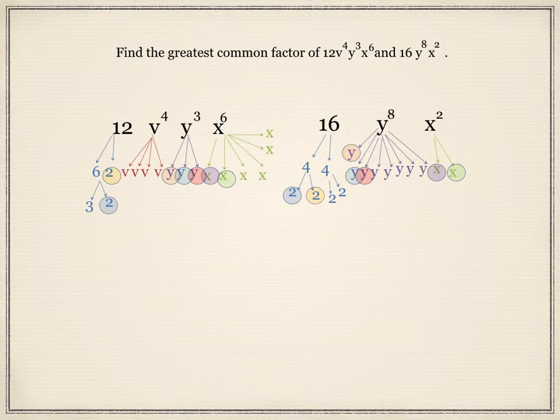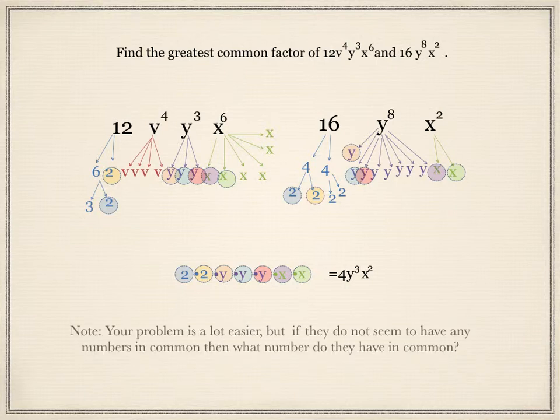Now that I have all the ones that are in common circled, I'm going to go ahead and drop those down. So that leaves me with 2 times 2 times y times y times y times x times x. And when we multiply that out, that's 4y to the 3rd x squared. So that would be my greatest common factor.